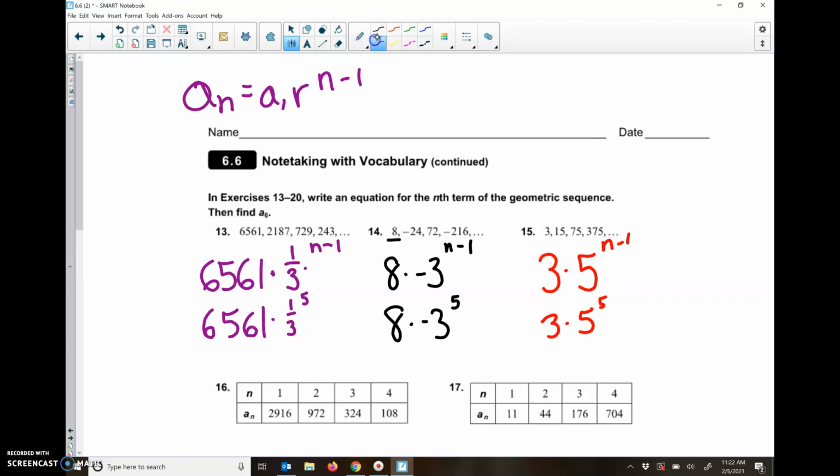Like for this first one, it's going to take 1/3 to the 5th power first, because please excuse my dear Aunt Sally, exponents comes before multiplication. So make sure that you're not putting in 6,561 times a third and then raising that to the fifth power, because that's not the right order of operations.